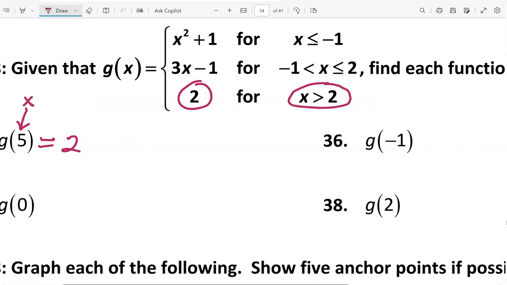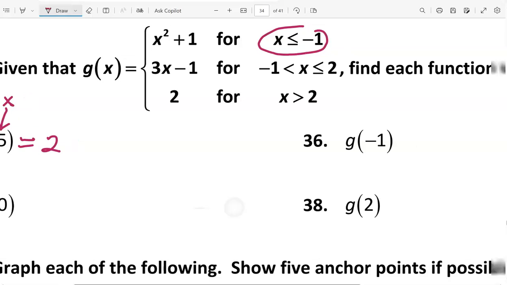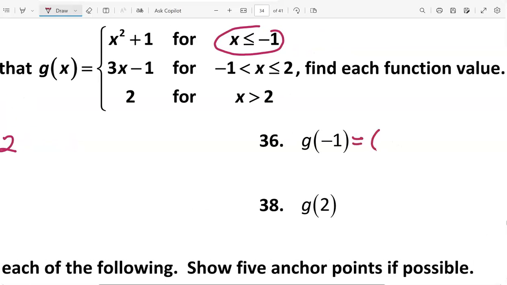For 36, negative 1 is a value that is on the interval less than or equal to negative 1. So that means that g of negative 1 is negative 1 squared plus 1, which is 1 plus 1, or 2.